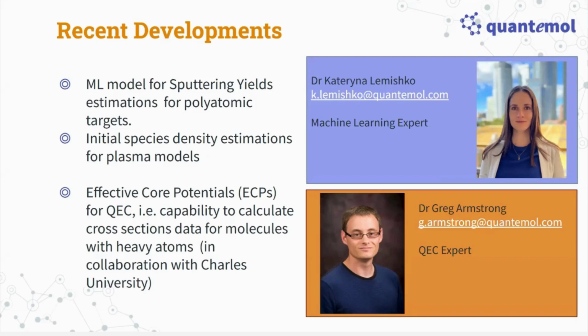The next very interesting development is effective core potentials. This is a project we worked on together with Charles University. They implemented the approach in UKRMO Plus, and we implemented it in QC. So now there is a capability to calculate cross sections for molecules with heavy atoms like tungsten, gallium, and so on. Please speak with Katarina and Greg if you're interested, and they will both present later.